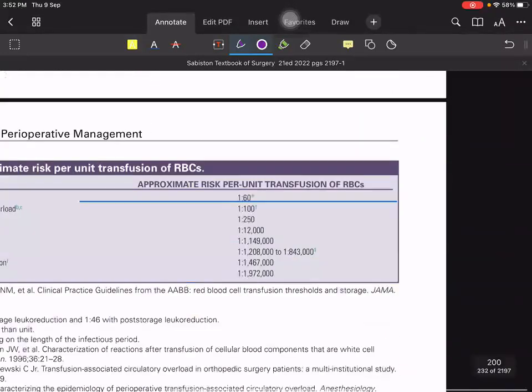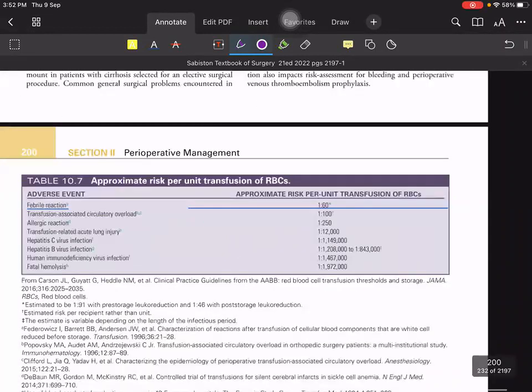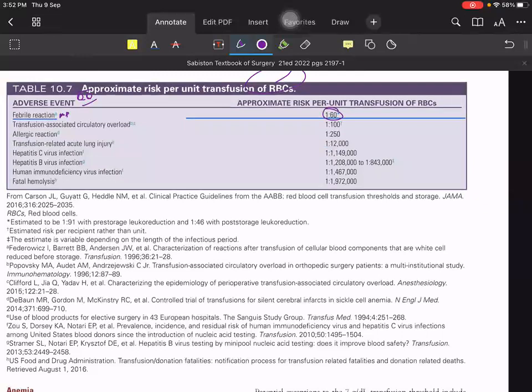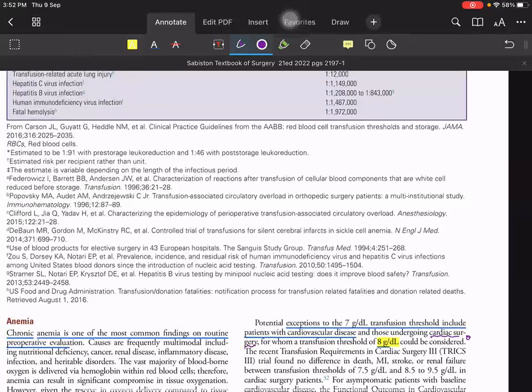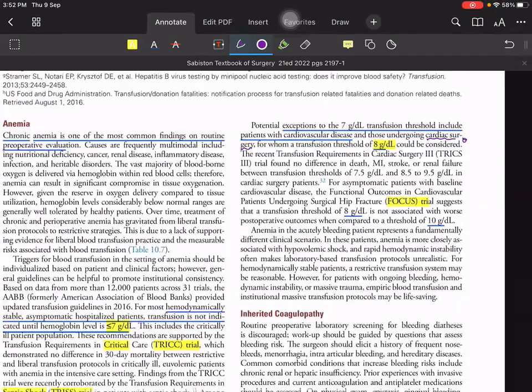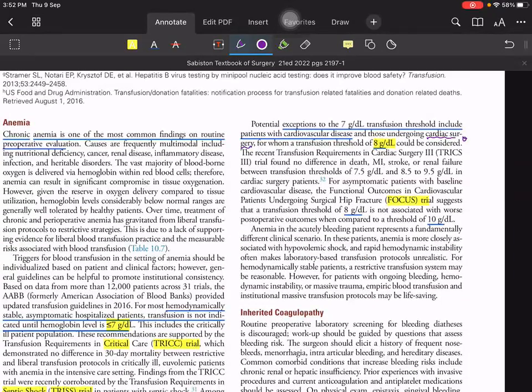So let's come to the hematological system. What are the most common adverse events following transfusion of RBC? The most common, 1 in 60, is febrile reaction. Actually it is a febrile non-hemolytic reaction, but they have given febrile reaction. Now anemia. Chronic anemia is one of the most common findings on routine preoperative evaluation.